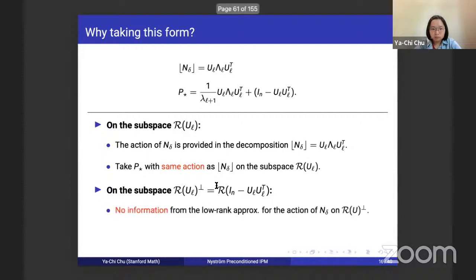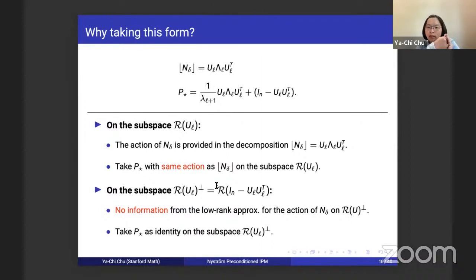We get no information from our low-rank approximation, even though it's the best low-rank approximation. We have no information about the action of N plus delta on the complement. So we just take P star as identity on this orthogonal subspace. So for the second term we just put identity here, on the space spanned by the complement. So this is the composition of this preconditioner.